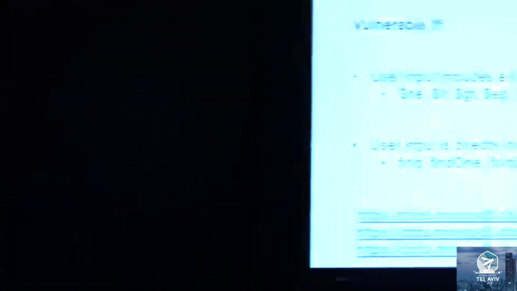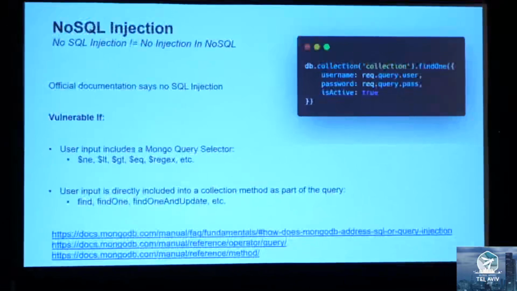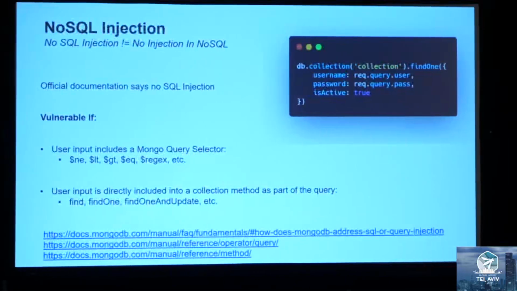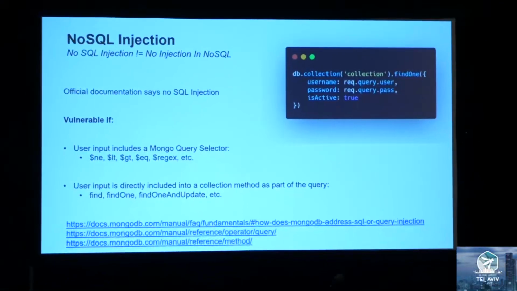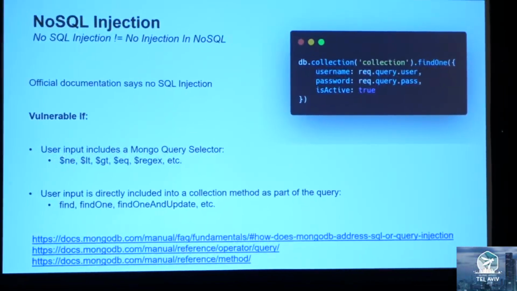But let's take a look at two that you might see when you're looking at JavaScript or Node applications in general. The first thing that I want to talk about is NoSQL injection. The official Mongo documentation says that it's not vulnerable to traditional SQL injection attacks because queries are represented in BSON objects. And whilst it might not be vulnerable to traditional SQL injection, it's still vulnerable to injection attacks if user input is directly included in a collection method.